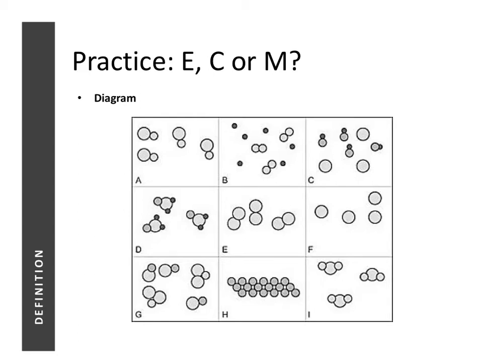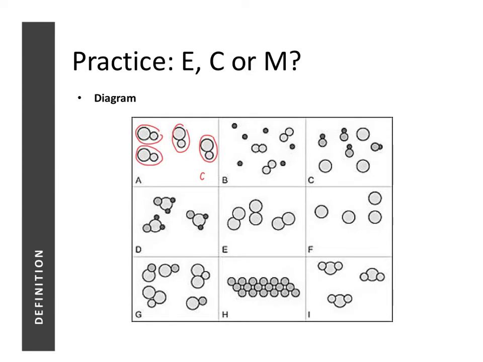So for diagram A, I hope you can see that it's a compound. How do we know that it's compound? Because if we look at these two particles over here, they are of different sizes, and if two particles are of different sizes, it means that they are of different elements. And they are chemically combined because they are physically touching each other. Okay, so it is a compound. And if you look at the molecules in the diagram, they are all the same. So this is a pure substance, so this is a compound.